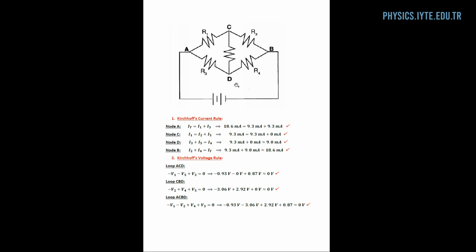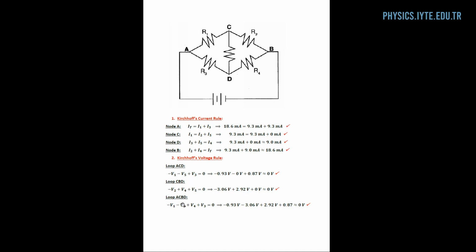For loop CBD, the voltage drop from C to B is V2. From B to D, we see a voltage rise, V4. From D to C, we again should see a voltage rise, but since there is no current in R5, V5 is 0 again. So V2 should be equal to V4. And we see that nearly Kirchhoff's voltage rule is again satisfied for loop CBD.